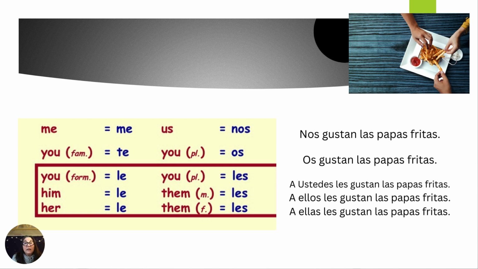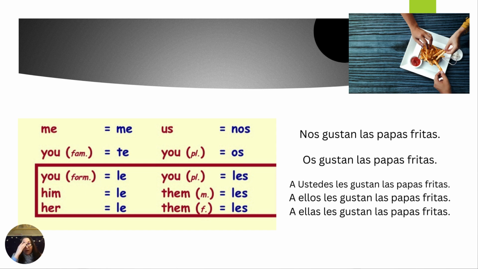And it does look like I fixed it in the slide, so that's good. Nos gustan las papas fritas. The fries are pleasing to us. Look at the last one. A ellas les gustan las papas fritas. The French fries are pleasing to them. And we have our little clarifier, a ellas, so that we know that them happens to be a group of girls as opposed to a ellos. So the clarifier is very important, very important.